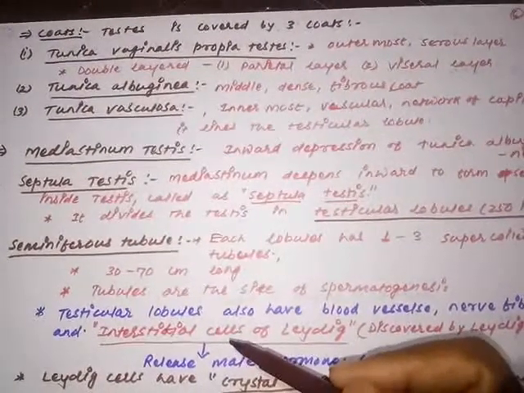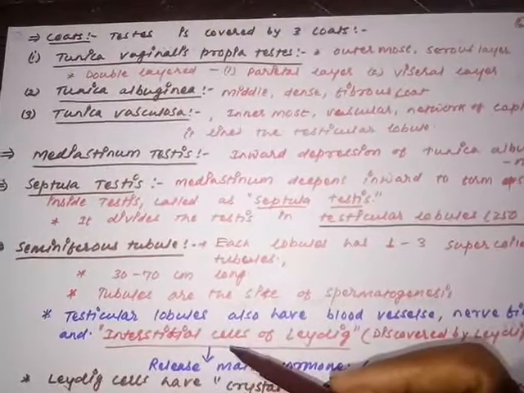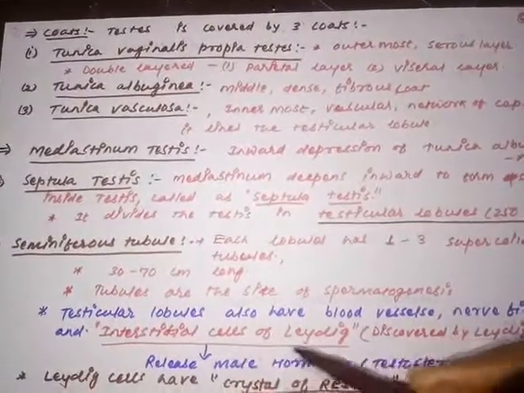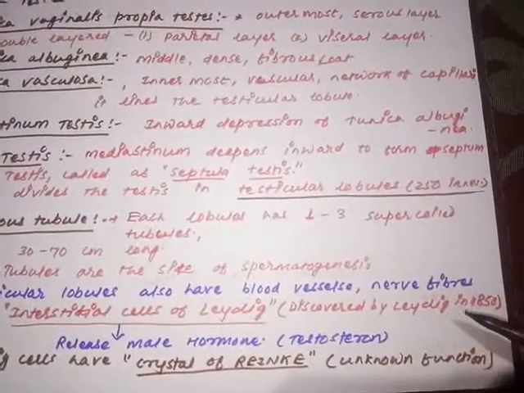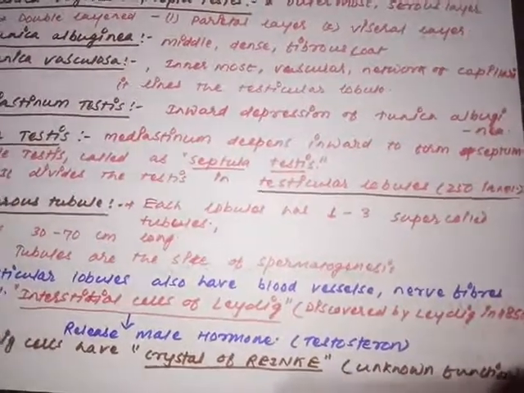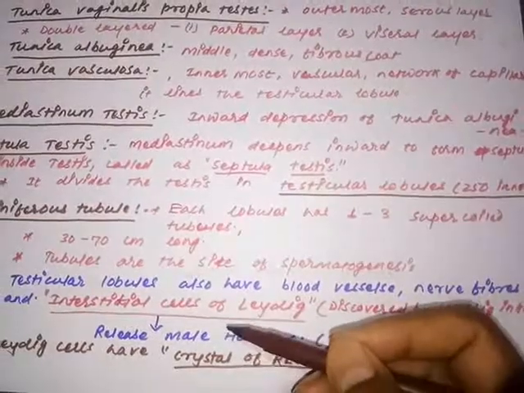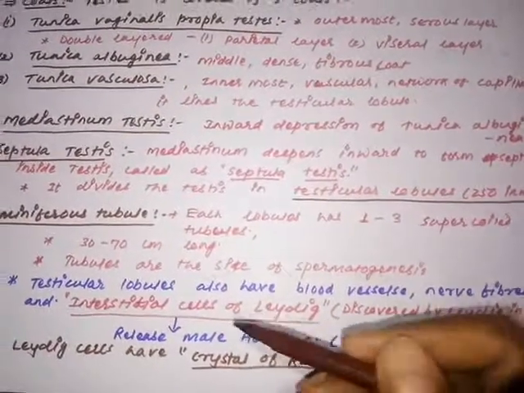Interstitial, as you know very well, the cells which are present in between the spaces are called interstitial cells. These cells were first reported by Leydig in 1850. That is why these cells are called interstitial cells of Leydig. Are you getting my point?